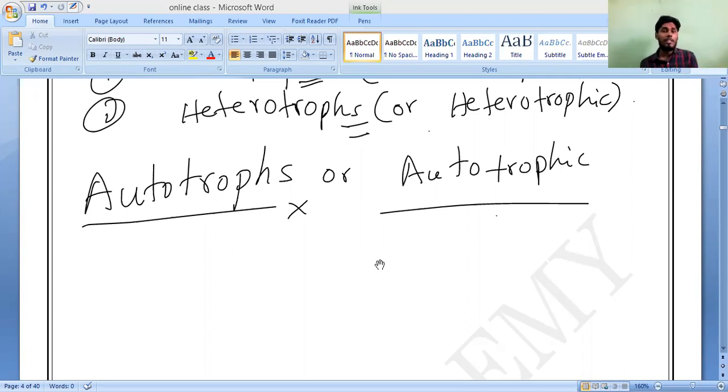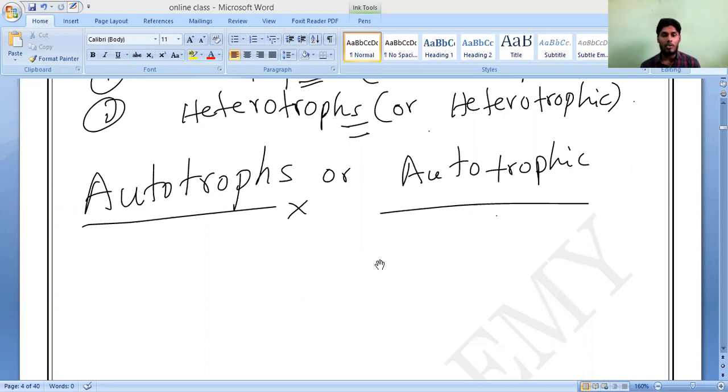Whatever organism can make its own food, make food by itself using simple substances, is called an autotroph, and its mode of nutrition is called the autotrophic mode of nutrition. All plants are autotrophs, but they must contain a green pigment, which we call chlorophyll. That is what you have to remember. I will say the equation also.